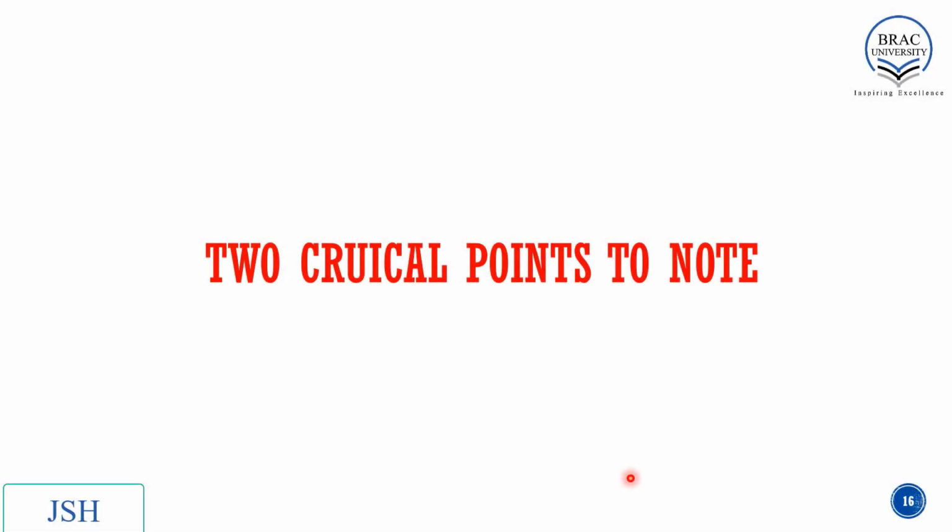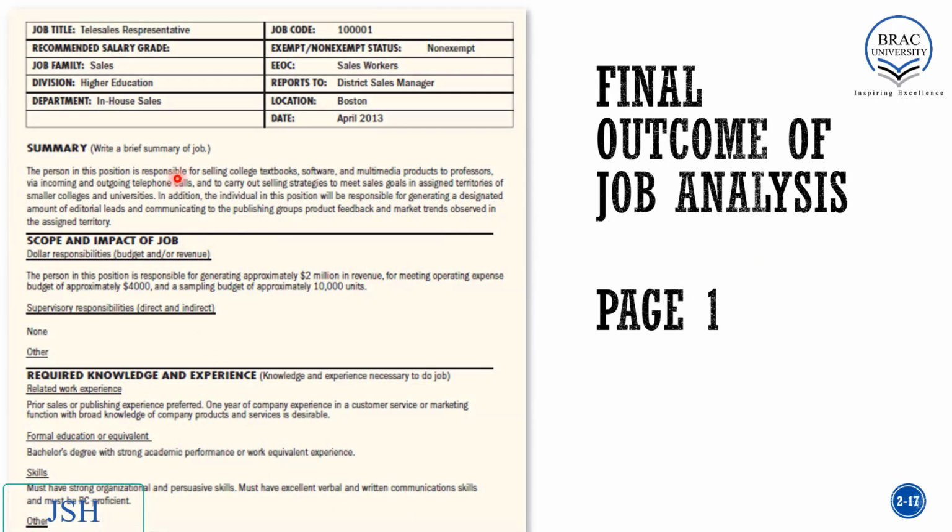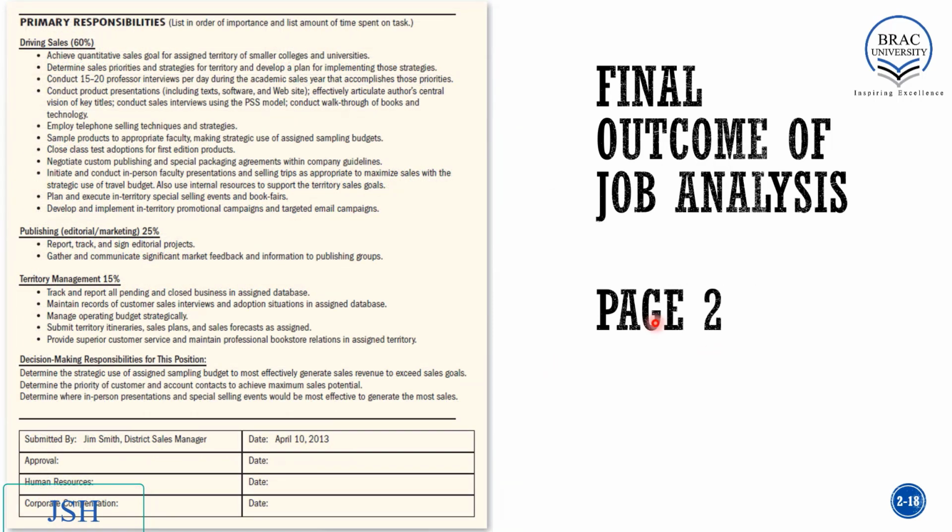Although in the books, JD and JS are two different things, in organizations, in day-to-day office work, when you join an organization, if someone asks you to prepare a job description, that means he or she is asking you to prepare both the job description and the job specification. So this full document, page 1 and page 2, together is often referred to as the JD of telesales representative, or the job description of telesales representative, which also contains the job specification part.